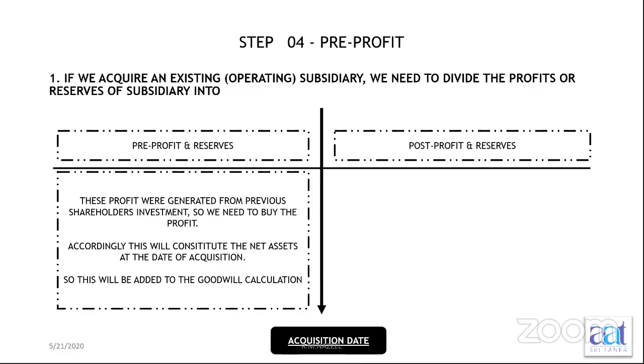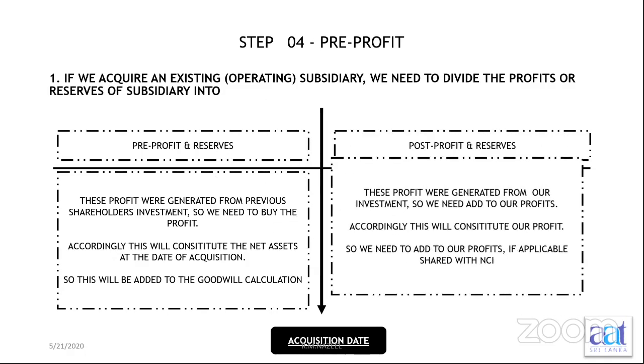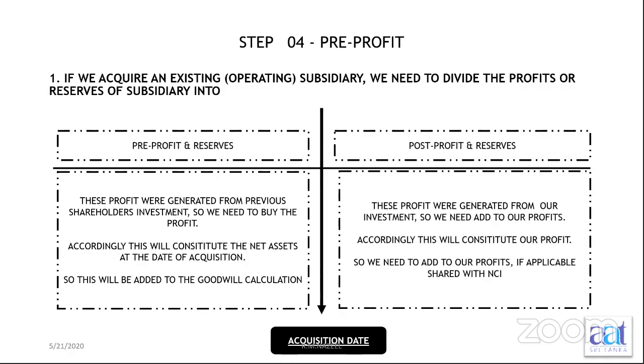Now the next one, post-profit. This is the profit we earn after our investment. After our investment, it belongs to us. It's made of our profit. So accordingly, this constitutes our profit, and we need to add that profit to our profit. If it is a partially owned subsidiary, we need to take a prorated or sharing basis. But in this case, we are not doing that, right?